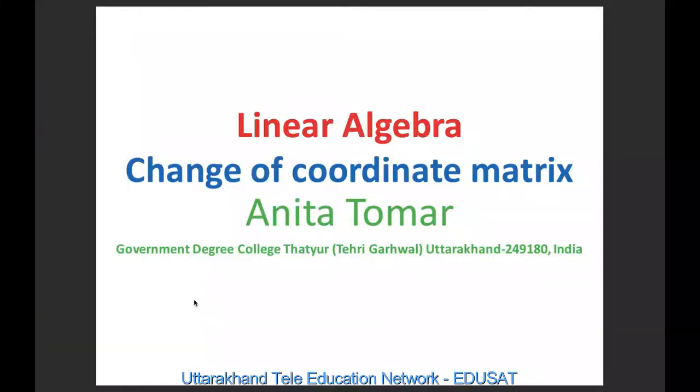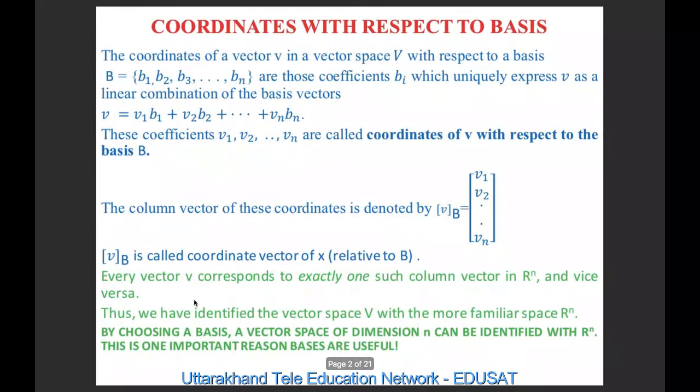Today we will study the change of coordinate matrix. The coordinate of a vector v, which is an element of vector space V, with respect to basis B equal to b1, b2, b3, ..., bn, are those coefficients bi which express v as a linear combination of the basis vectors: v equal to v1 b1 plus v2 b2 plus ... plus vn bn.